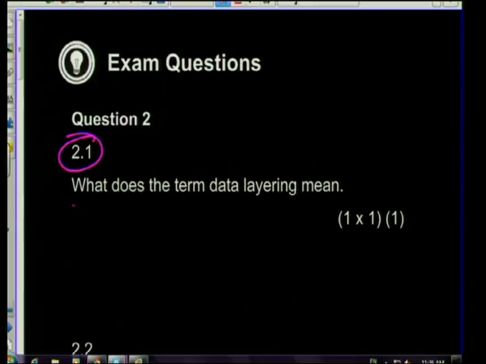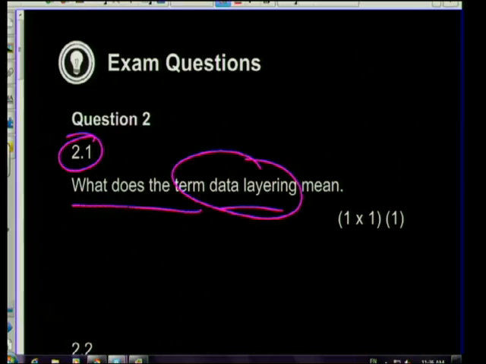The first question, 2.1, is as follows. What does the term data layering mean? Now, data layering is information that occurs in layers. When we extract information for different purposes, after we've accessed that information from a computer, in its raw form, when it is input into the computer, it is referred to as data.